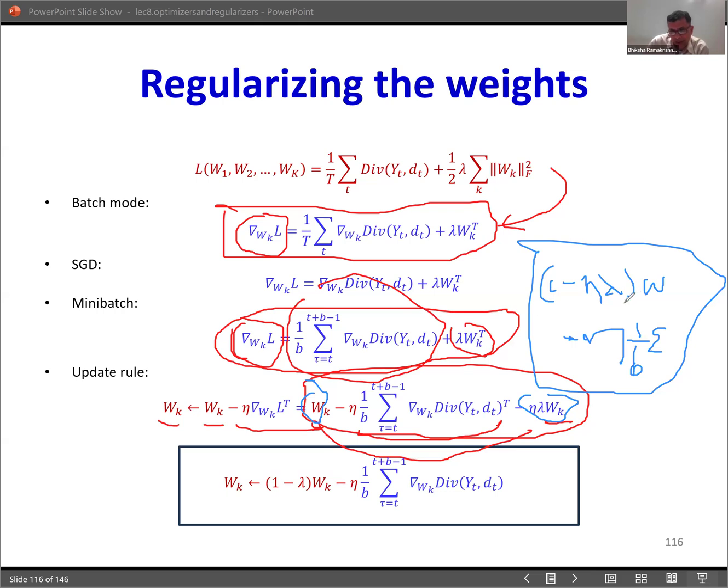What we just got. You'll have to pardon my handwriting. It's being done with a horrible mouse, right? And now I don't need to write eta times lambda. I can just combine those into a single term lambda. And so here is the updated learning rule.